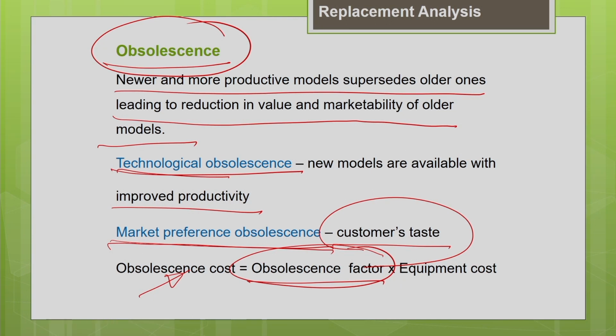Beyond the economic life, there will be an increase in cost associated with the machine, either due to an increase in operating cost, that is repair and maintenance cost, or an increase in downtime cost, or an increase in obsolescence cost. All these will result in the shooting up of the total cost of the machine, which is not desirable. That is why, when the cost is minimum, we should replace our old machine with the new machine, so that we don't enter into loss.